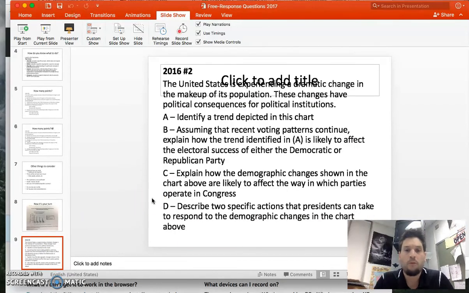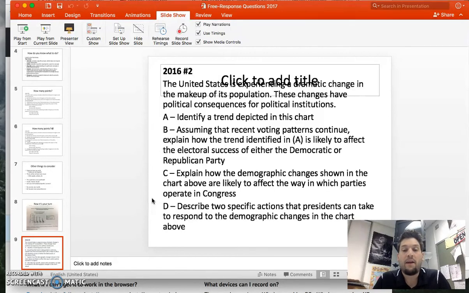This is number 2 from 2016's test. The United States is experiencing a dramatic change in the makeup of its population. These changes have political consequences for political institutions. A, identify a trend depicted in this chart. B, assuming that recent voting patterns continue, explain how the trend identified in A is likely to affect the electoral success of either the Democratic or Republican Party.